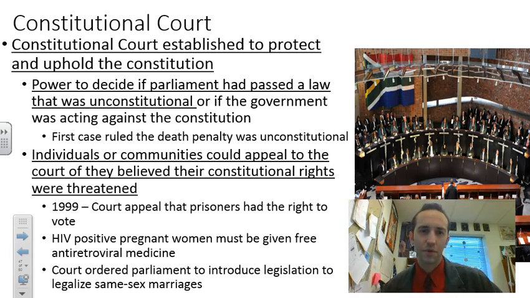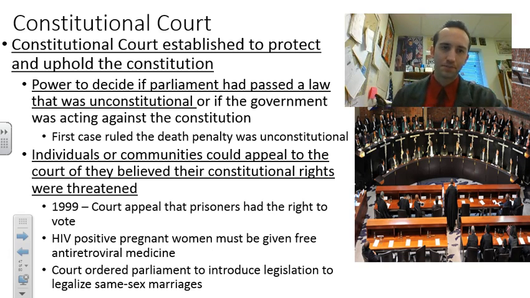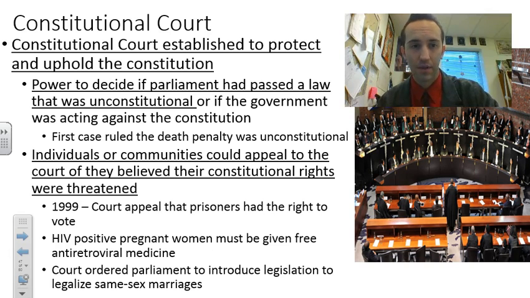And so there's been a few cases here and there where they've used this court. The first case overall ruled that the death penalty was unconstitutional. So some of the early laws dealing with death penalty were struck down by the court. But there's also cases where people can go up to the court. It's similar to the American-style Supreme Court. In 1999, the court ruled that prisoners have the right to vote. We also got the court saying HIV-positive pregnant women must be given antiretroviral medicine to save the child. These are things that are brought up by the people.